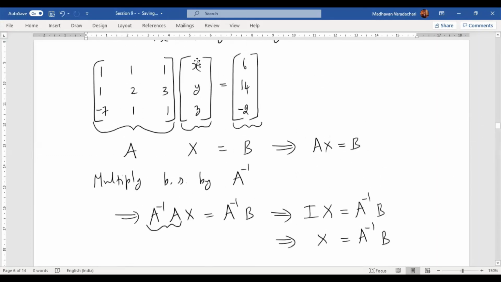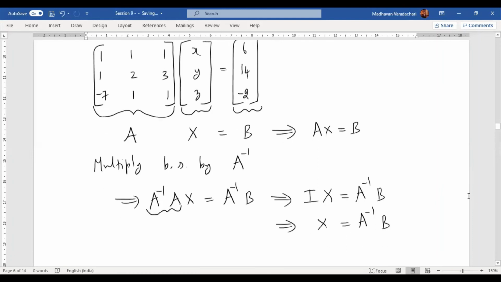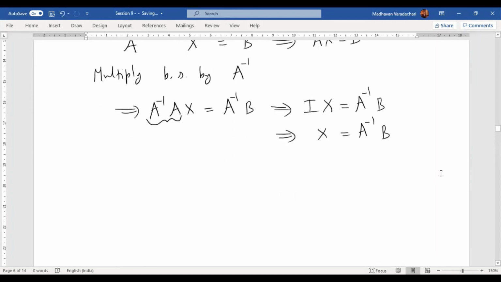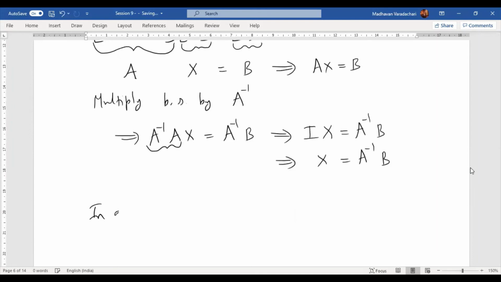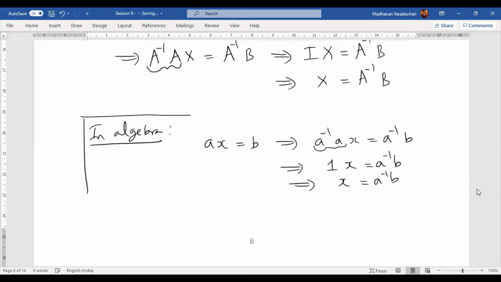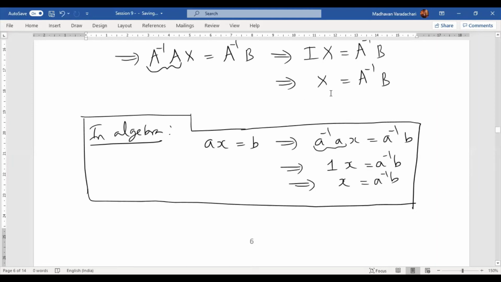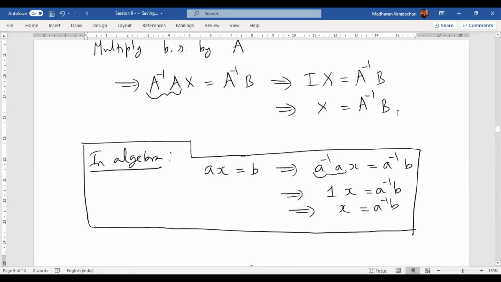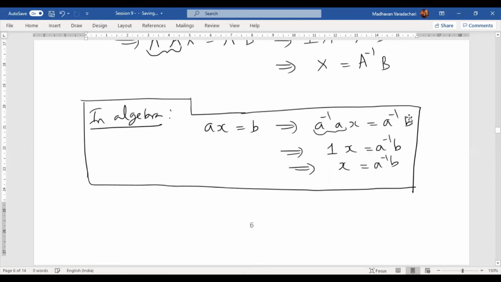What is X? That is what we want, X, Y, Z to be found. So let us find using this particular thing. I can relate it with algebra also. In algebra, if I say AX equal to B, I can write A inverse A X equal to A inverse B. In algebra, A inverse A is 1. 1 into X is nothing but X. So the same thing when it comes to matrix algebra or linear algebra, it becomes the identity matrix instead of 1. Already we have seen that. So based on that, X can be found by finding the inverse of A and then multiplying it by B.